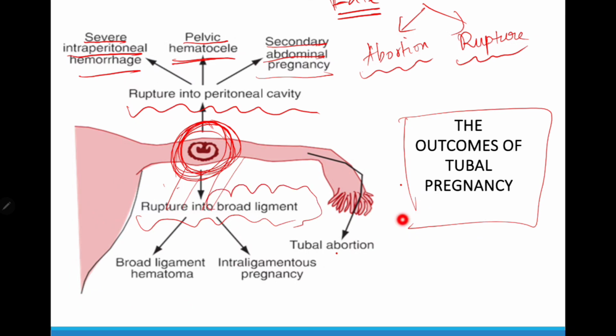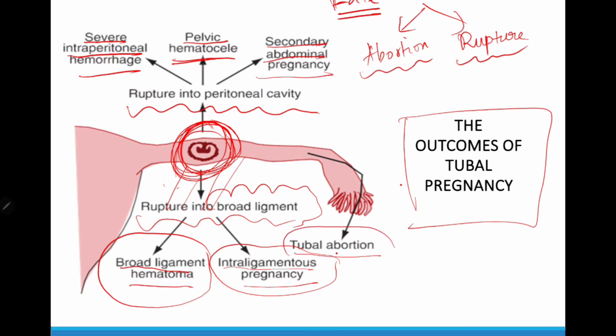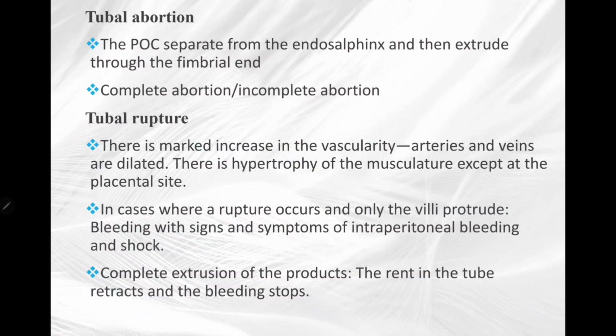Or this embryo can rupture into the broad ligament. So what will happen if it ruptures into the broad ligament? One is broad ligament hematoma. Second is intraligamentous pregnancy. And the third one is tubal abortion. So if the products rupture into the broad ligament, it can lead to broad ligament hematoma, intraligamentous pregnancy, or tubal abortion. So this is the outcome of the tubal pregnancy.